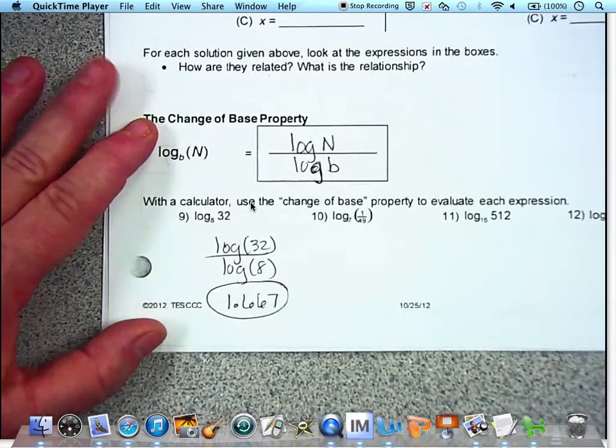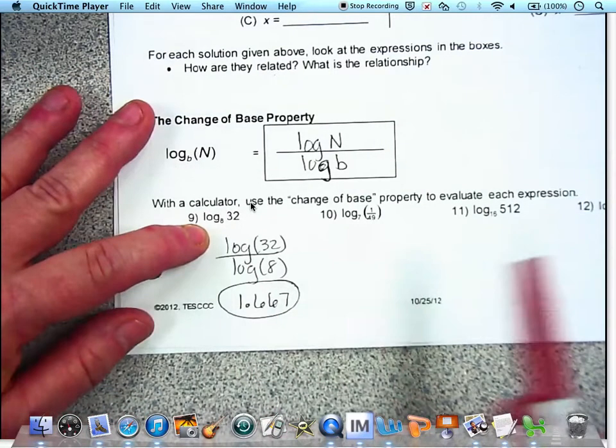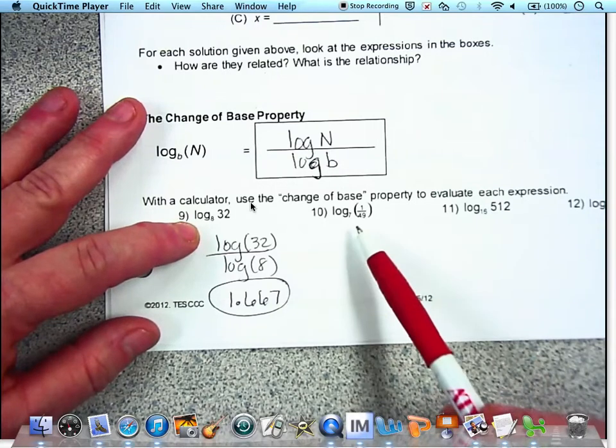Okay, so now this is awesome because not only will we be able to figure out these problems that have different bases now, we'll be able to graph them also. So go ahead and figure out 10, 11, and 12.